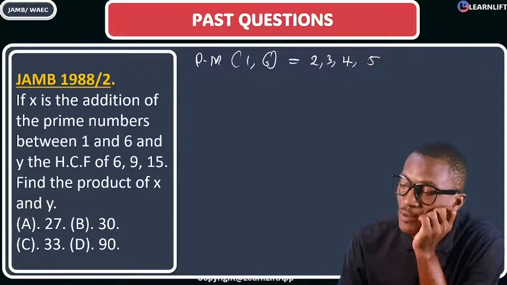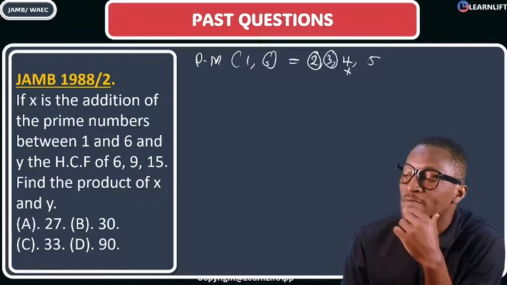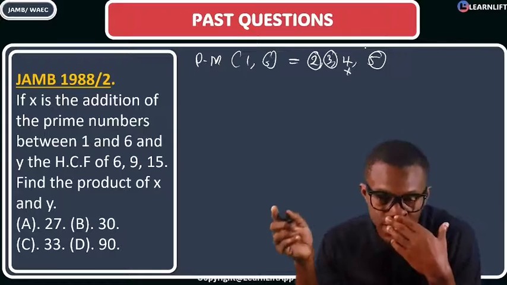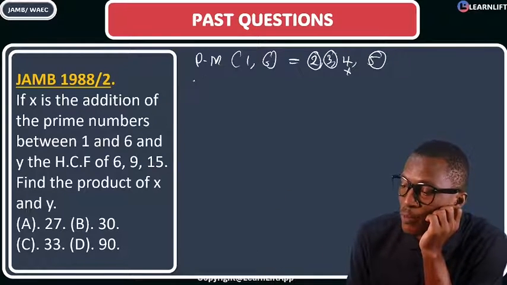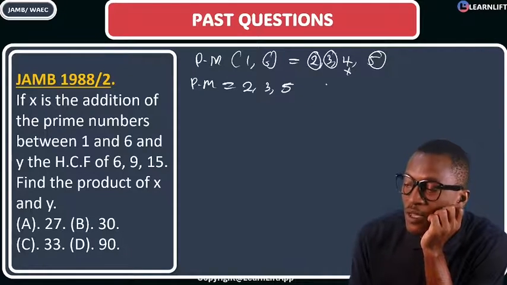Now let's look for the prime numbers. Is 2 a prime number? Yes. Is 3 a prime number? Yes. Is 4 a prime number? No. Is 5 a prime number? What are prime numbers? Prime numbers are numbers that only 1 and itself can divide. So the prime numbers between 1 and 6 are 2, 3, 5.